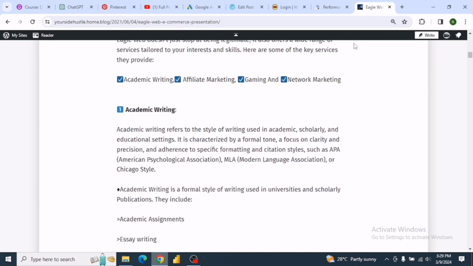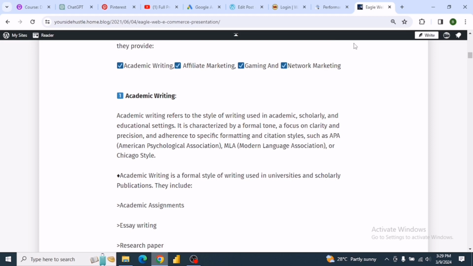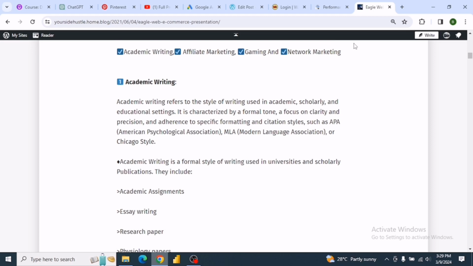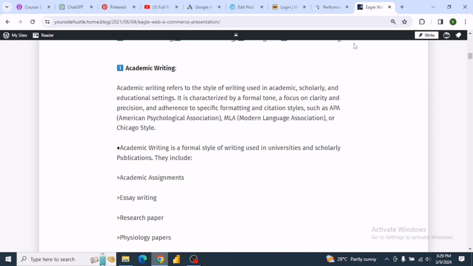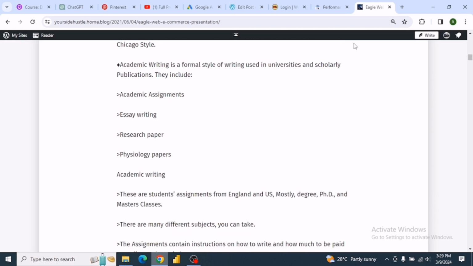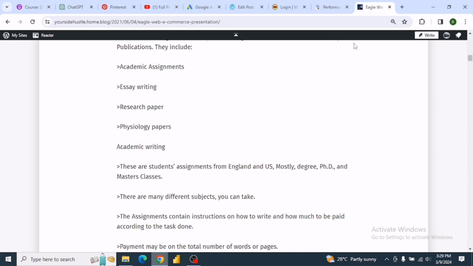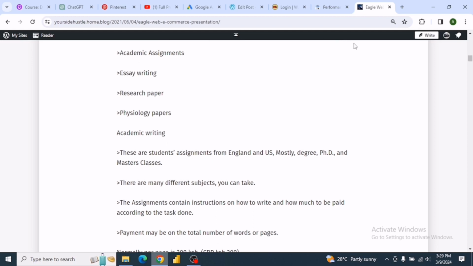With academic writing, you are given assignments to write, and you earn by the number of pages that you have written. There are some procedures you need to follow in order to succeed as an online writer with Eagle Web. When you join, we offer you training, and after going through that training, you can bid for the assignments and start making money. For you to make money with academic writing, you need to be skilled, and that's why Eagle Web offers you the training.